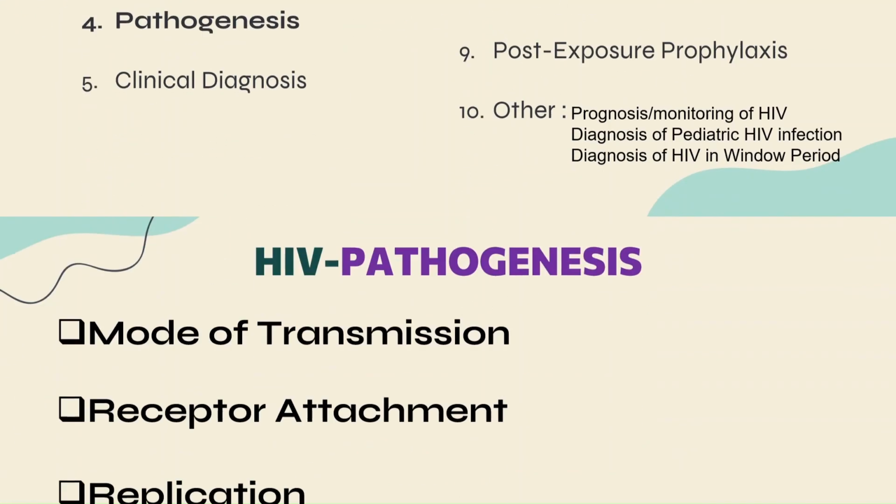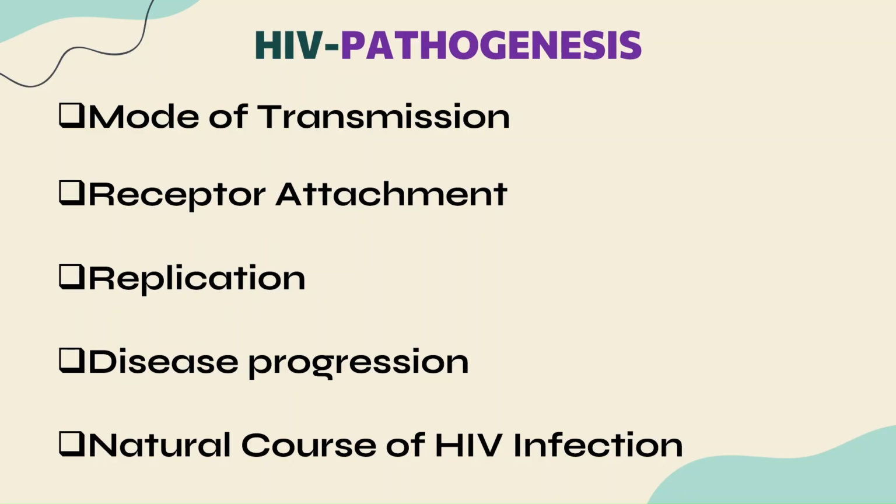When it comes to pathogenesis, these are the subtopics under which I will be describing this topic. First, we're going to look at the mode of transmission, the various modes through which HIV is transmitted. The next, we're going to look at the receptors at which HIV is going to bind, and then enter inside the host cell.